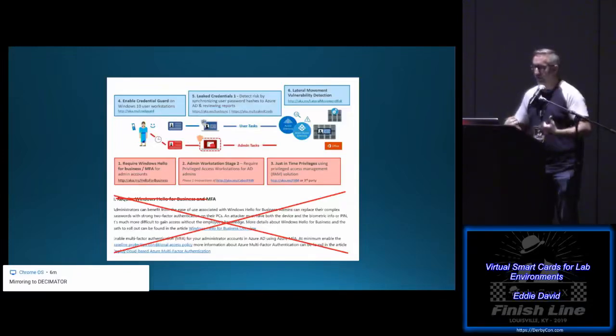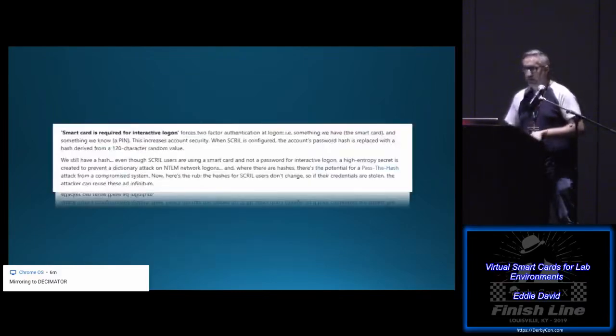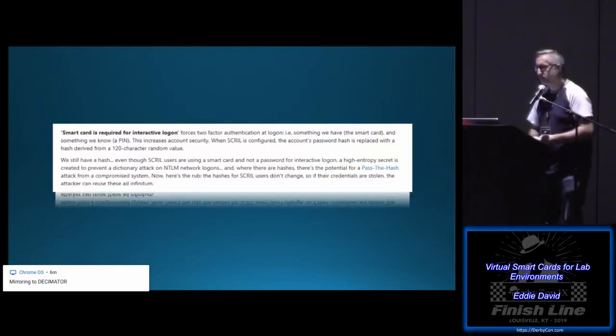And when you set this for the first time, and this is nothing new, you go into the account properties of a privileged user, and you check the box that says smart card is required for interactive logon. Some things happen. Traditionally in the past, you get a 120 character random value. The password hash never changes.